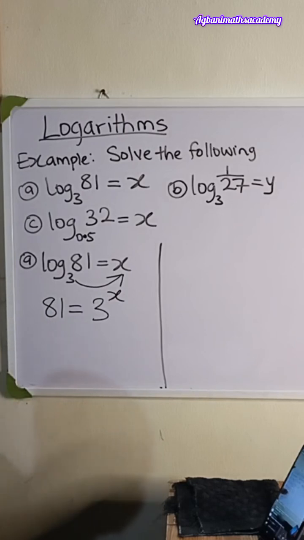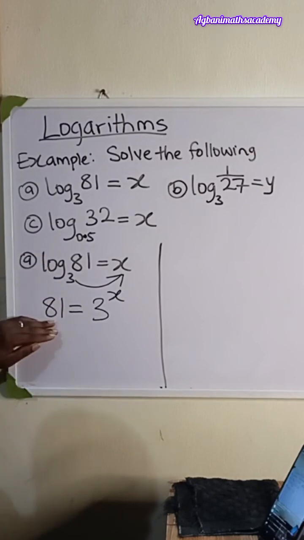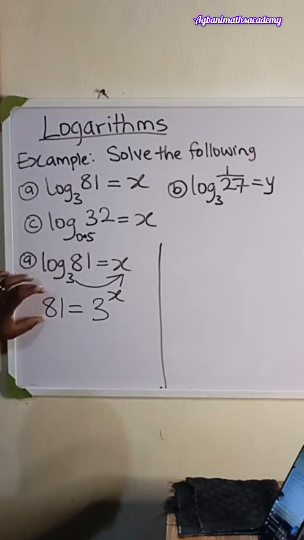Do we all agree? Please, let's take the likes to 5,000 likes. Do we all agree that this is equal to this from what we have learned today? Or we don't agree? Okay, good. So this is the same thing as this.